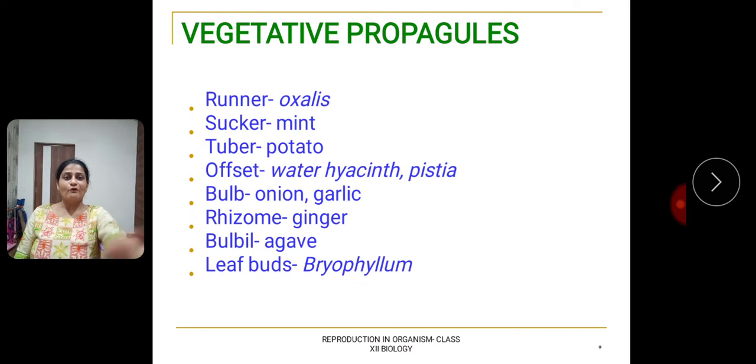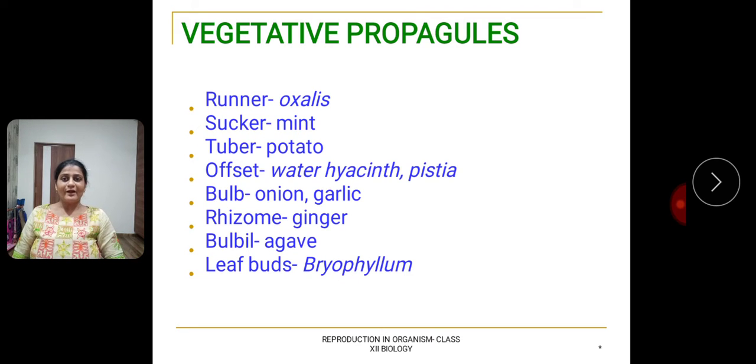Then, if we talk of offsets, they are one internode long runners which develop a tuft of leaves, meaning a group of leaves is produced at the apex. Examples are water hyacinth and pistia, which is also known as water lettuce. Water hyacinth is also known as eichhornia.